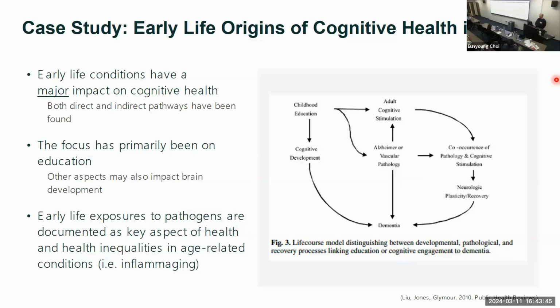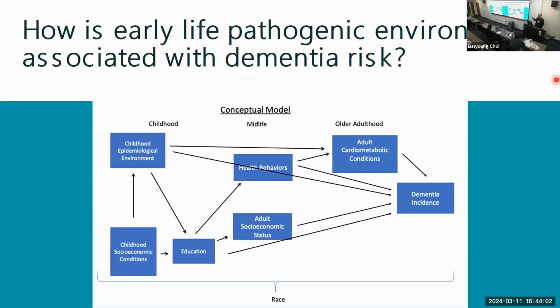And here we were thinking about early life course exposures, especially in terms of pathogens, and thinking about health inequalities, right? And we're thinking about inflammation as one of the ways that this could be happening, which is one thing I want to actually be looking at, how inflammation is tied to this, and a couple others. So this was the conceptual model that we're looking at. Ignore the wording on the bottom, but they are race-specific pathways.